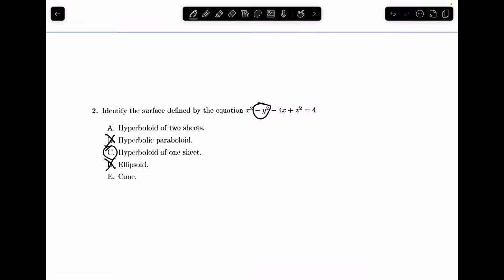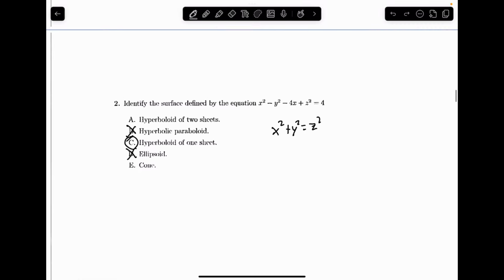Cone, the reason is because that's just something like x squared plus y squared equals z squared. But clearly we have some sort of constant and we have some sort of minus y squared here, which makes it so you can't write it in terms of this form. So, okay, answer C is correct.